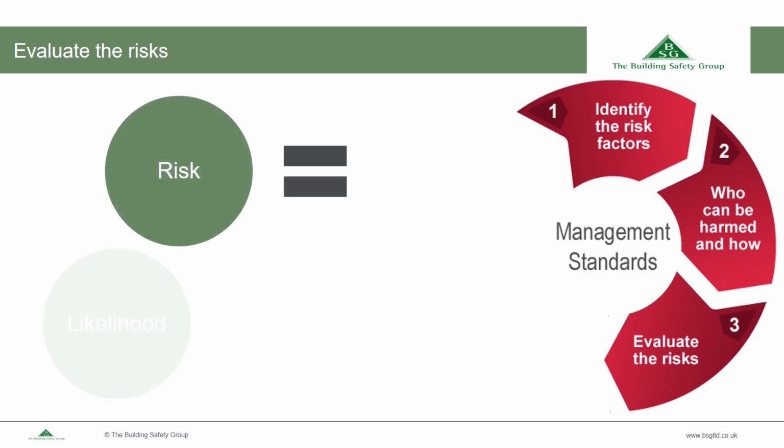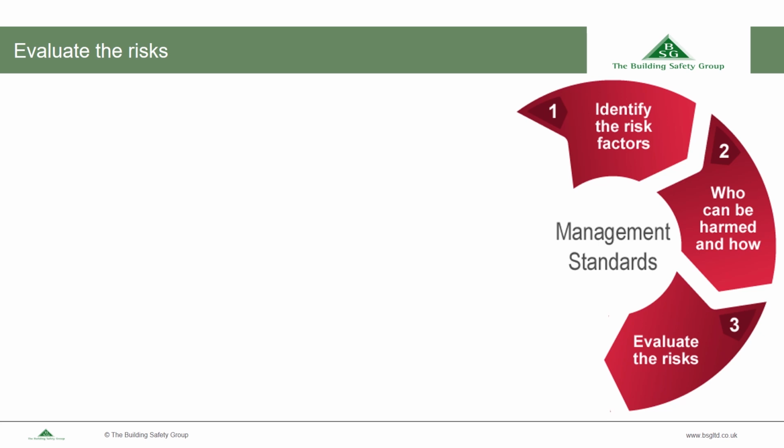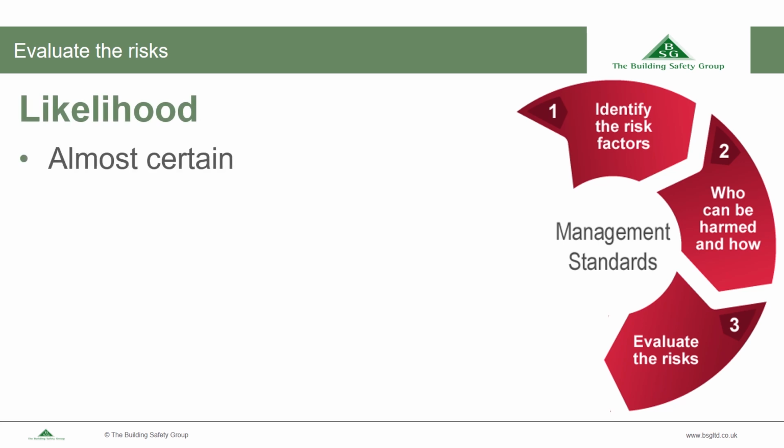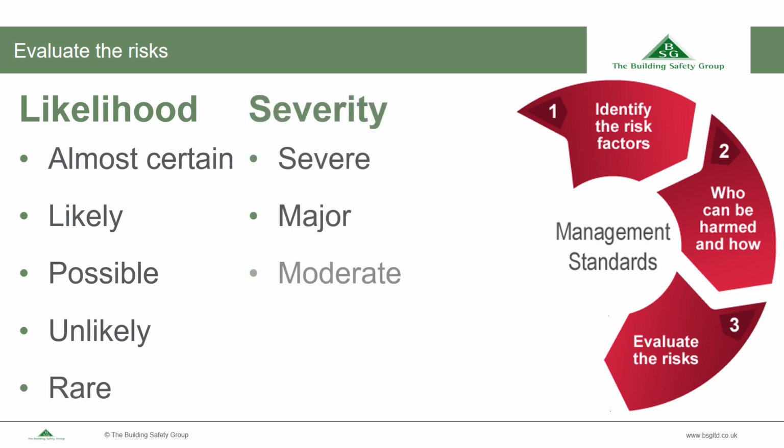Risk equals likelihood times severity. This means that the risk is a combination of how likely it is that someone may be injured and the severity of the injury likely to be sustained. A qualitative system will use words to describe likelihood and severity, such as, for likelihood, almost certain, likely, possible, unlikely and rare. And for the severity, severe, major, moderate, minor, insignificant.